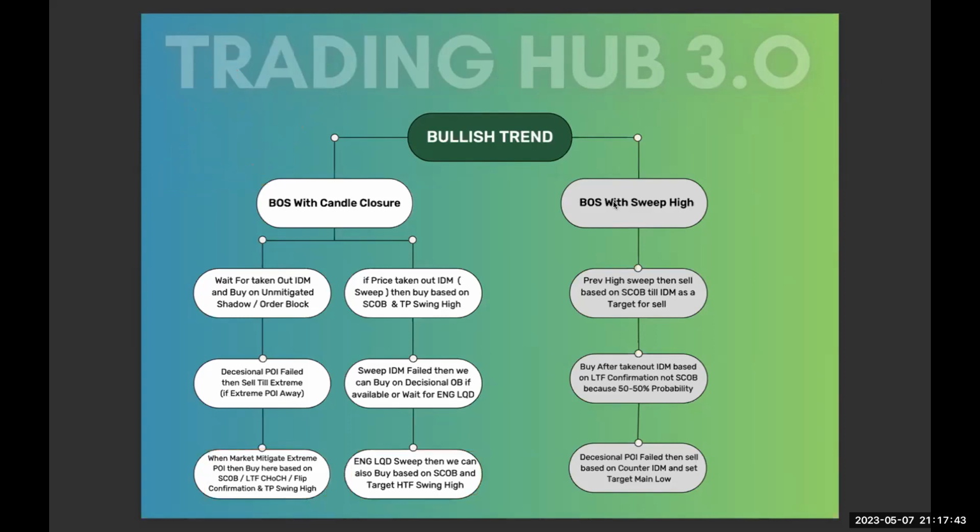Okay. The next scenario is a boss with sweep high. Market is bullish and sweeps the previous high. In this case, you have to sell, but for the short term, as you know, because pro trend is bearish. Pro trend is bullish, sorry. Okay. Previous high sweep, then you can sell based on a single candle order block till inducement.